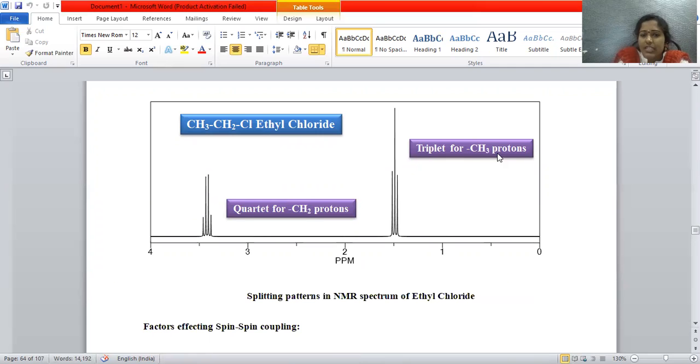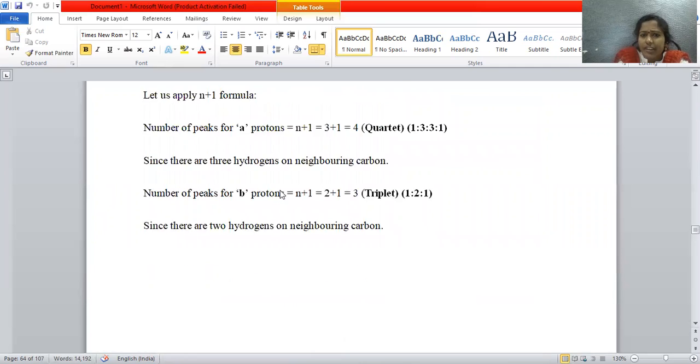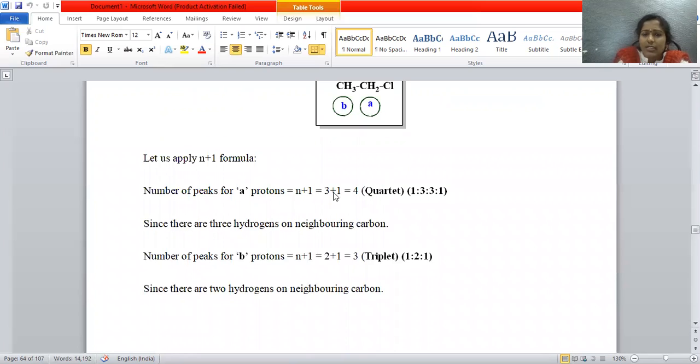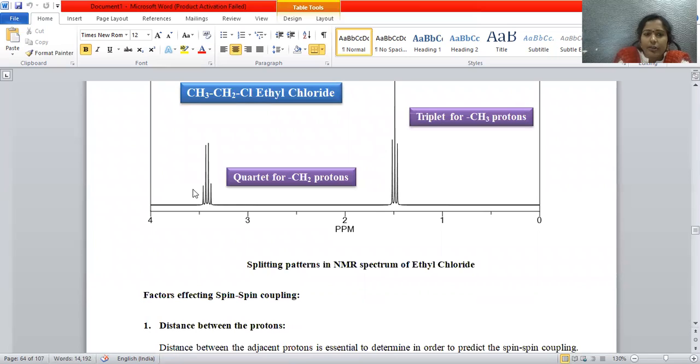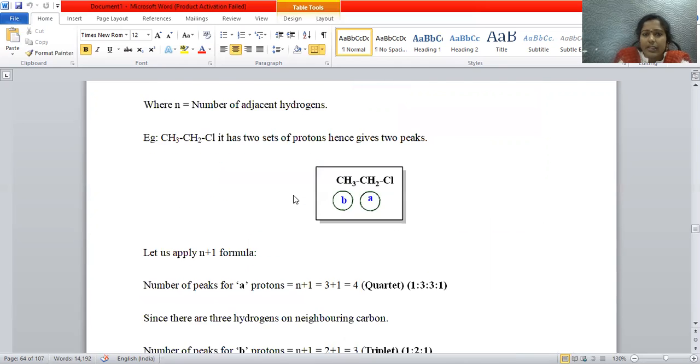A 1:2:1 ratio will be there for the methyl protons, whereas the CH2 set of protons are getting 4 peaks, called a quartet, and the intensity ratio is 1:3:3:1. Here you can observe for CH2 protons, the signals are lying between 3 to 4 ppm on the delta scale, and the intensity ratio is 1:3:3:1. This is for CH2 protons.